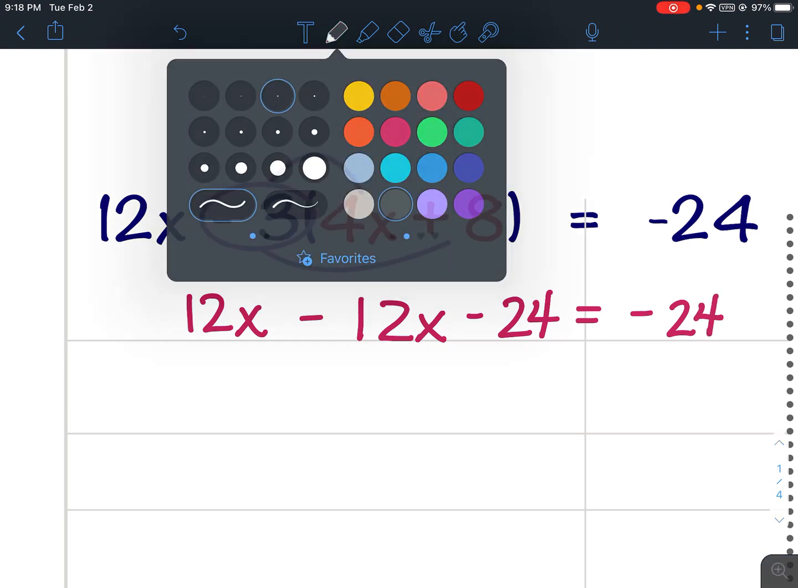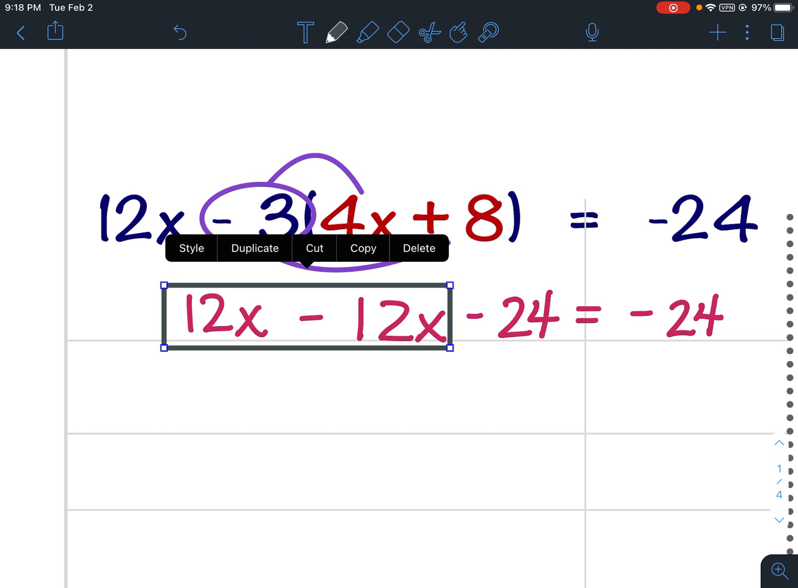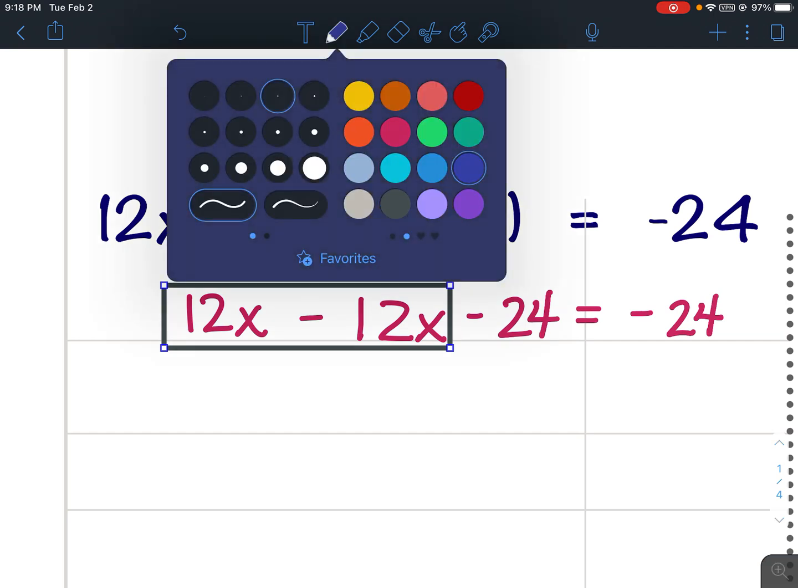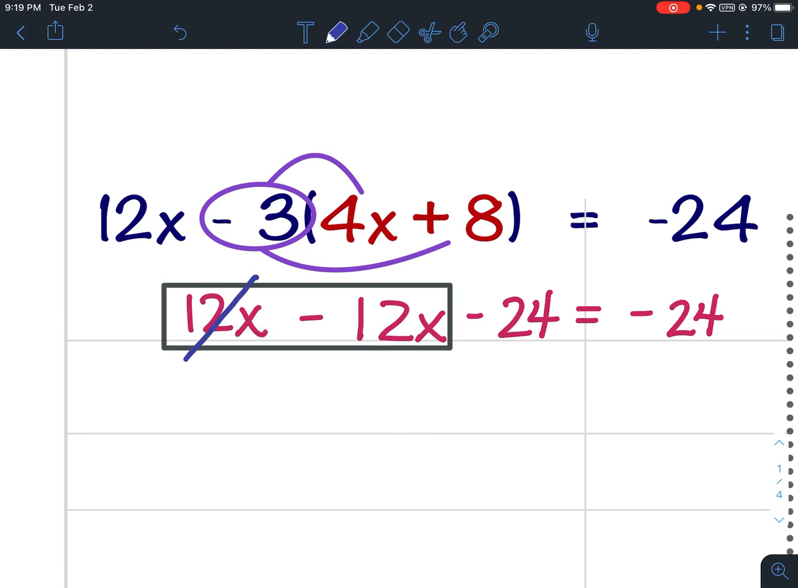Now we combine like terms. Well, I have a positive 12x and a negative 12x. That means these numbers are opposites, and opposites will cancel out. So the positive 12x and the negative 12x cancel. So both the variable terms cancel, leaving negative 24 on the left side of the equation and negative 24 on the right side of the equation.